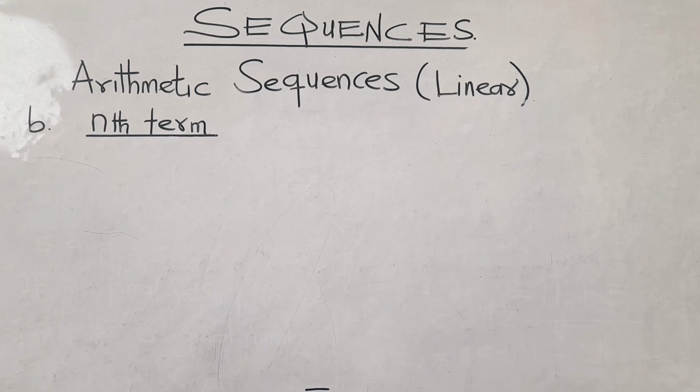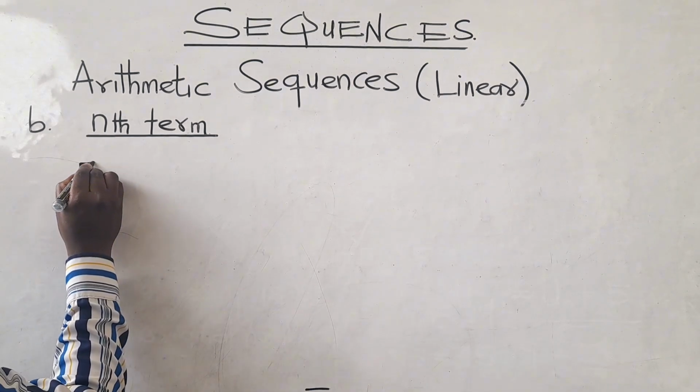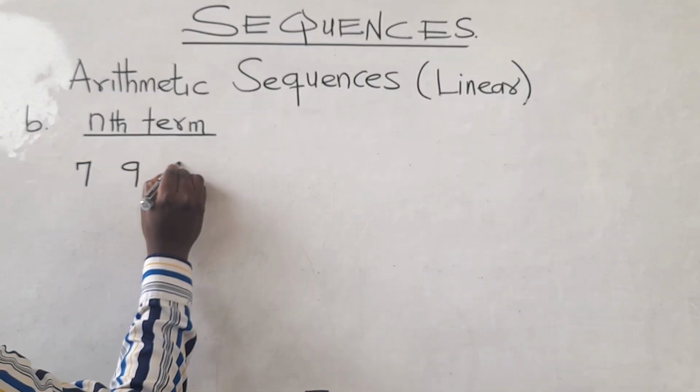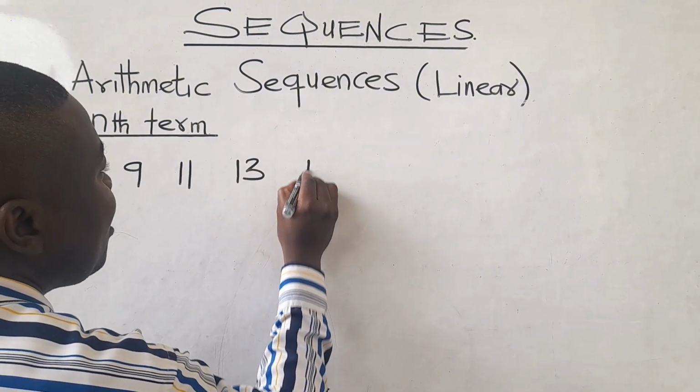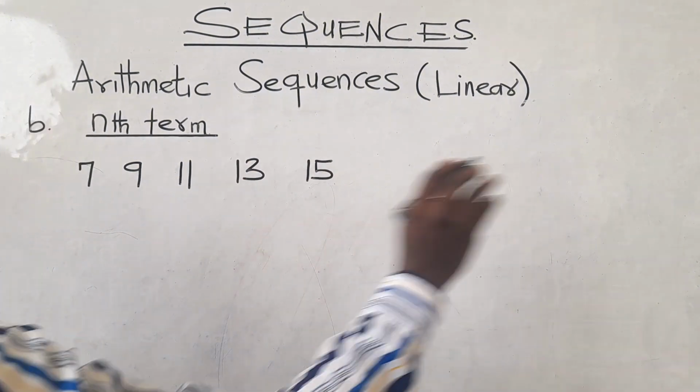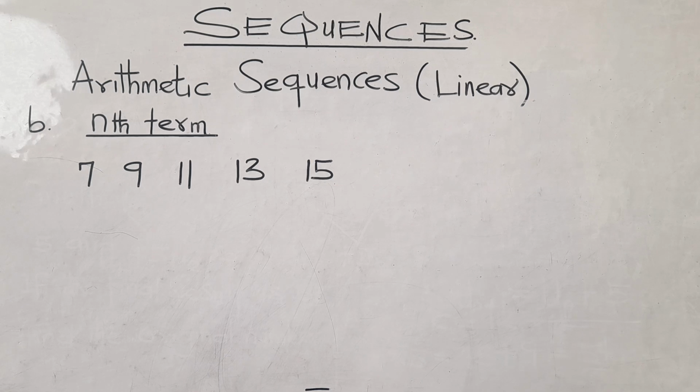The next is finding the nth term of a linear sequence. Say we have 7, 9, 11, 13, and 15. We want to find the nth term.